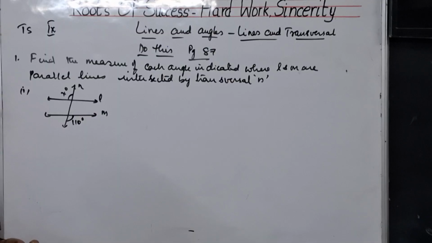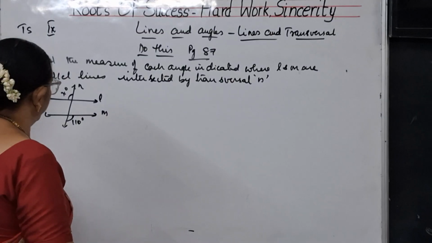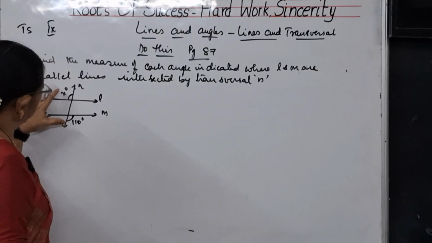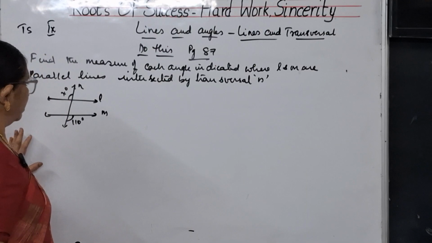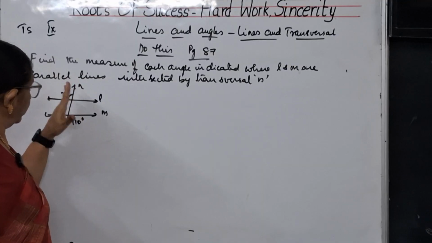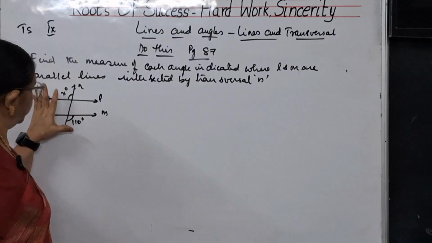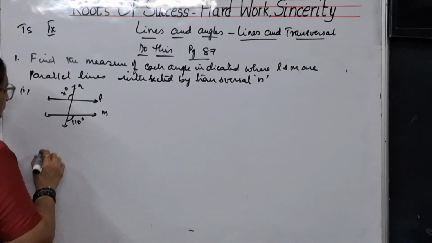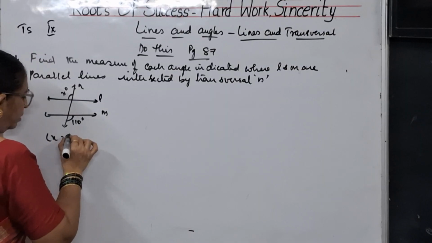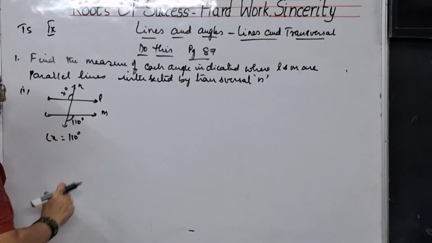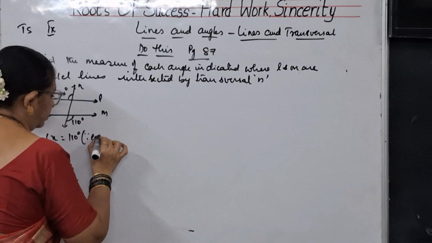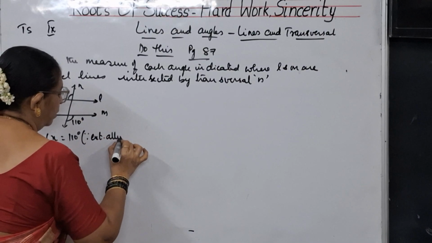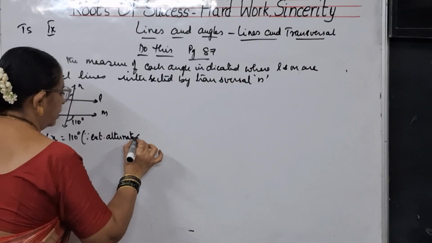So let us see what type of angles these are. Till now we were talking about this. So what type of angles are these two? These are exterior angles. First thing is they are exterior angles, and the second thing is one is lying on one side and this is lying on the other side. That means alternate angles. So angle x is equal to 110. Why? Because alternate angles are equal. The reason is because they are exterior alternate angles.